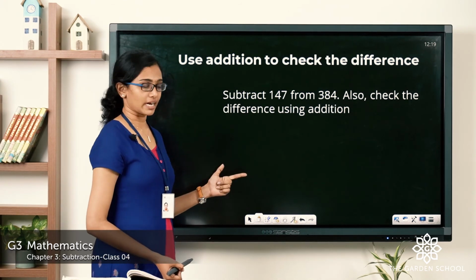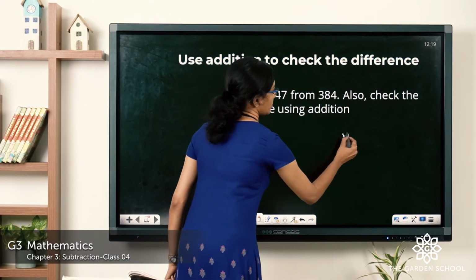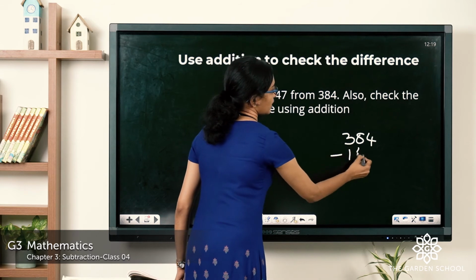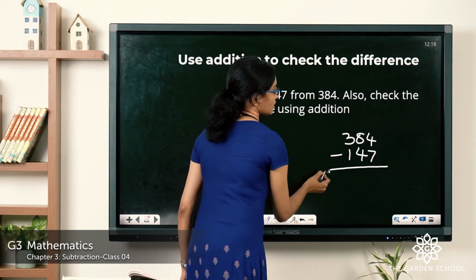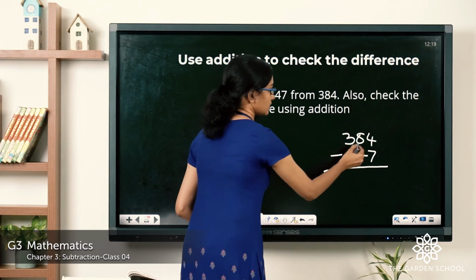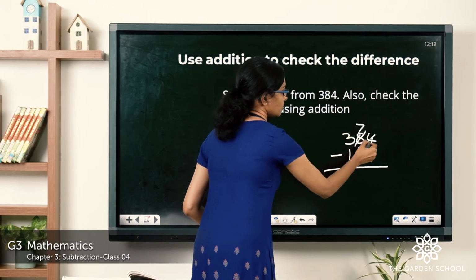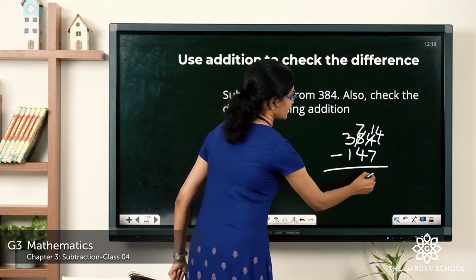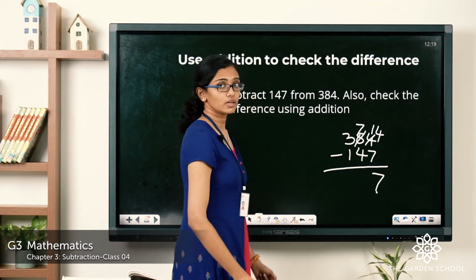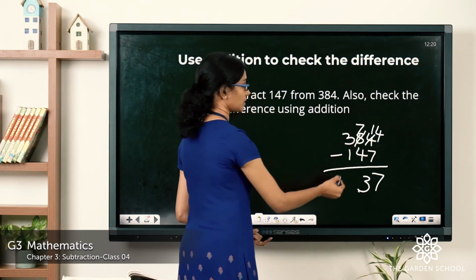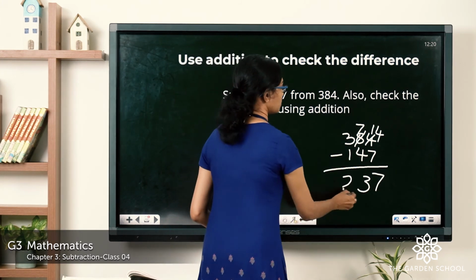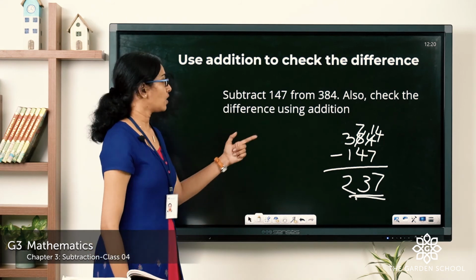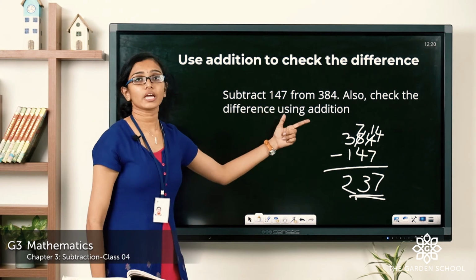First let's do the subtraction. So I'm writing the numbers here. 384 minus 147. 4 minus 7. So here we borrow and give it to the ones place. So 14 minus 7, it is 7. 7 minus 4, it is 3. And 3 minus 1, it is 2. So what is the difference here? It is 237.